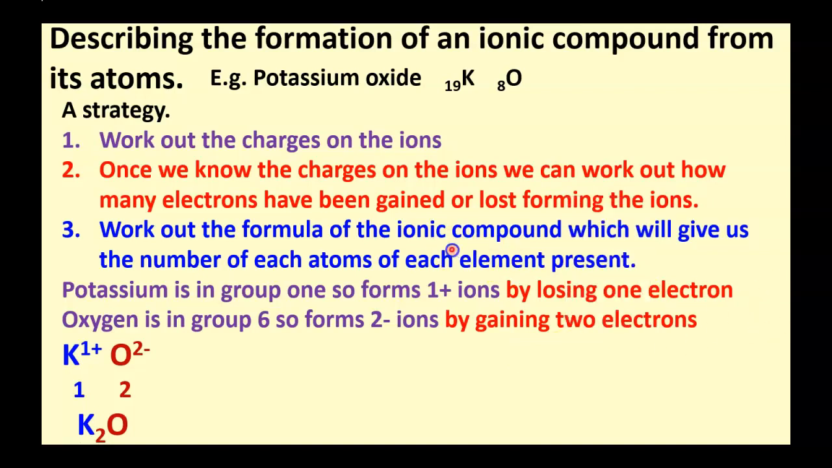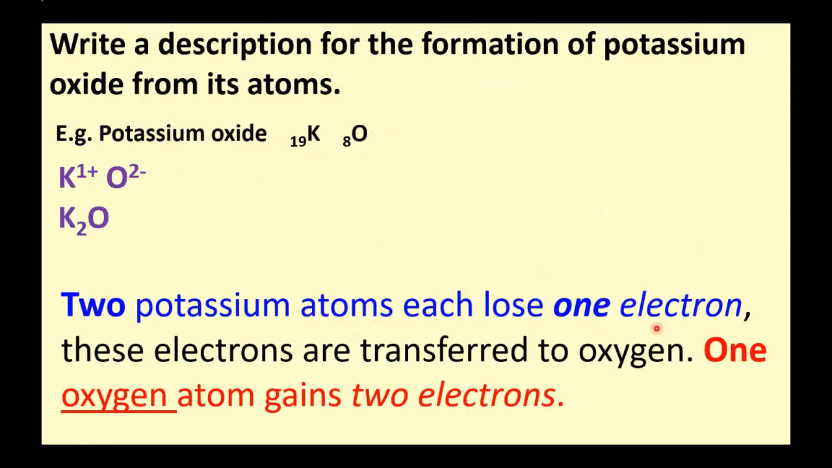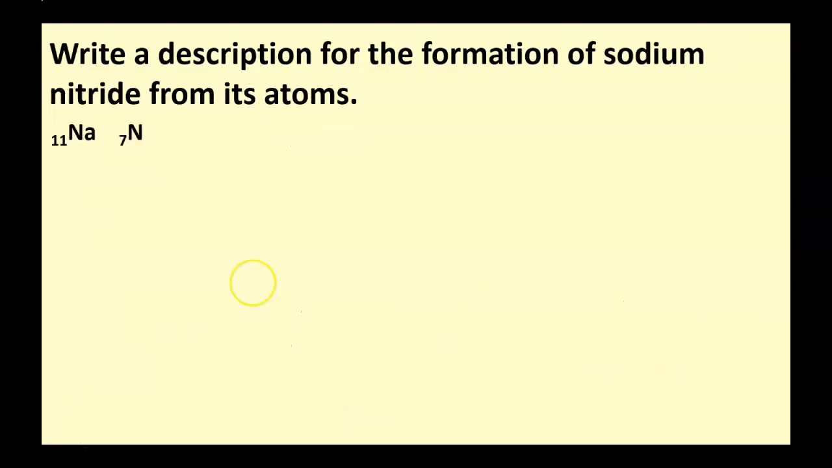So let's see that written down. So 2 potassium atoms each lose 1 electron. These electrons are transferred to oxygen. 1 oxygen atom gains 2 electrons. Write a description for formation of sodium nitride from its atoms.